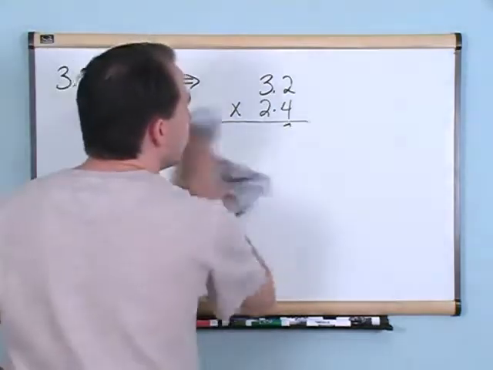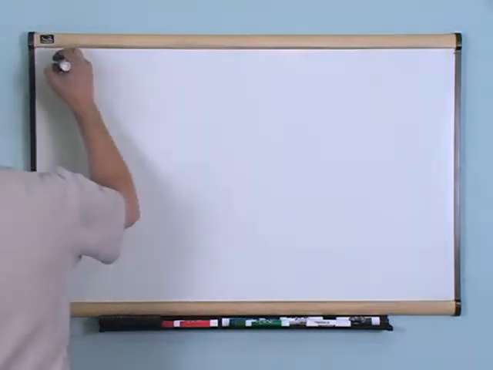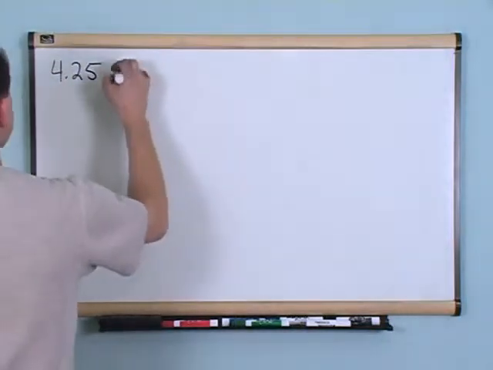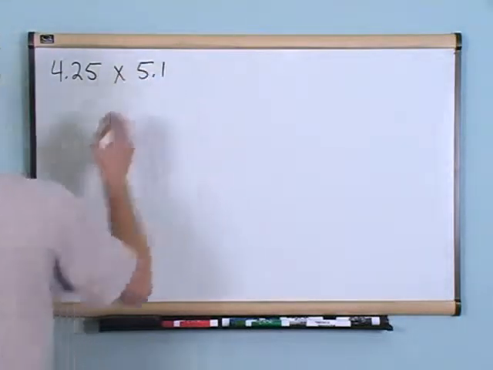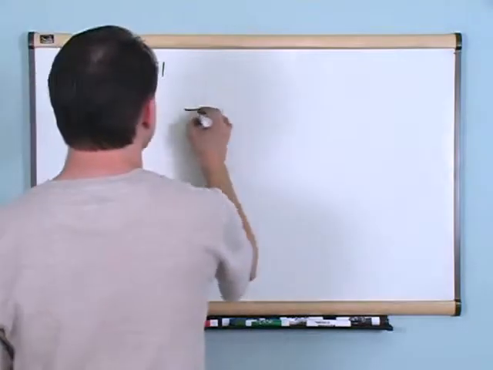Okay, we're going to do one more problem to multiply decimals, and that's just because they're very, very similar to what you already know. What if you had 4.25 times 5.1? Okay, 2 decimals multiplied together. How would you do that?